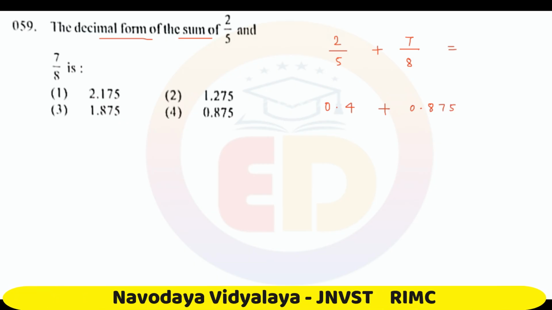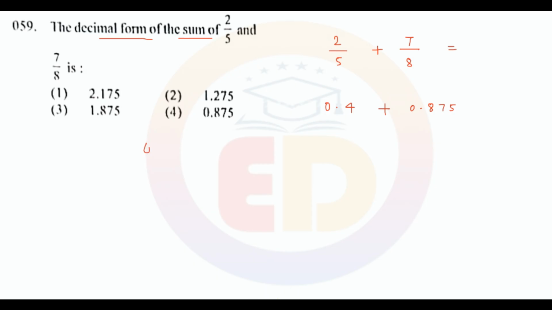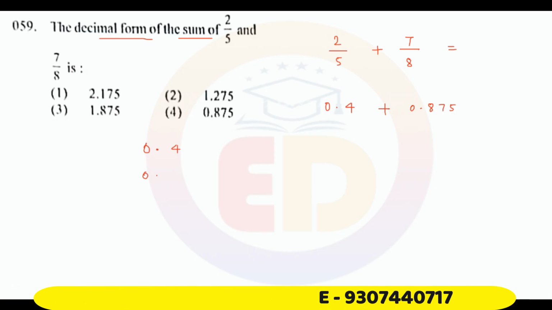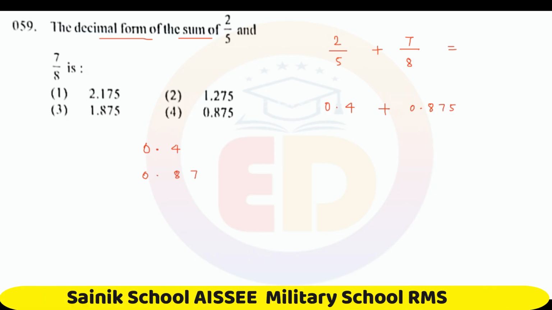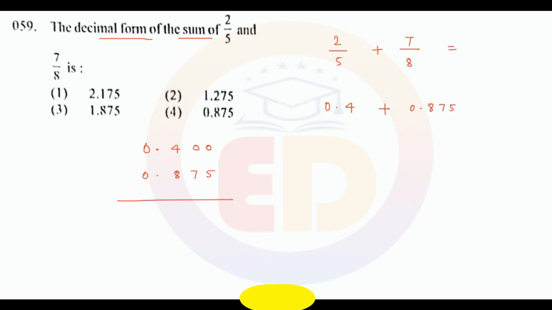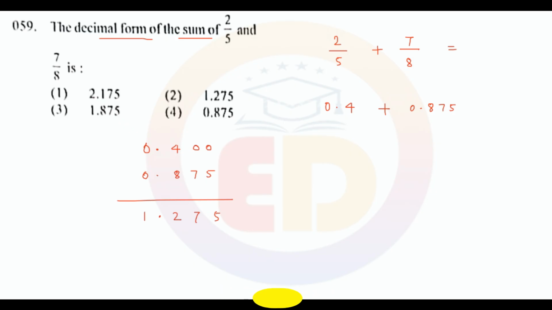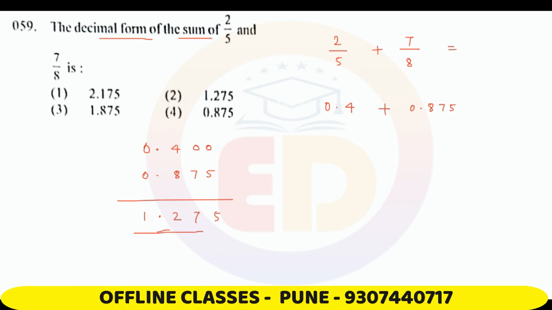Adding both of them, my answer is 1.275. I'll do it for you. You have to make the decimal places same. So I'll have to place 2 zeros. This is 7, this is 2. This is 1.275. Answer is option number 2.